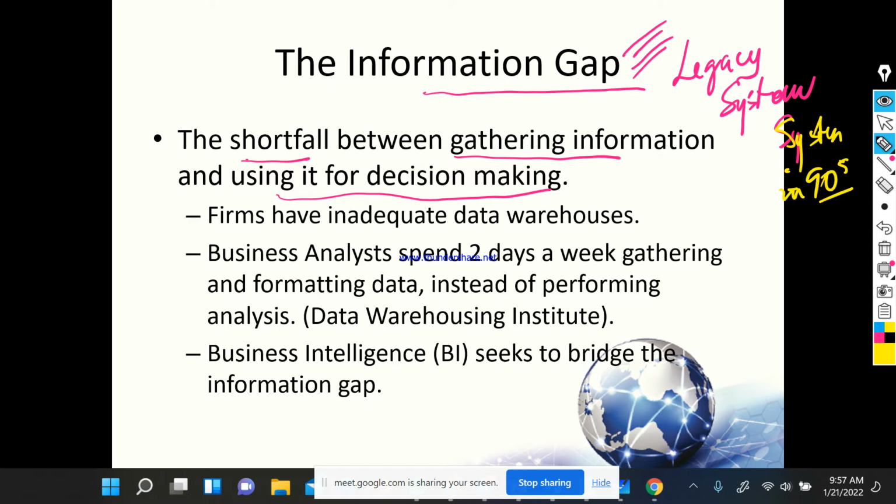Those systems have a lot of data. But if you want to apply business analytics, data analytics or business intelligence, you really won't be able to. Why? Because there is an information gap. You have a certain requirement in the decision-making process, but the data you have is not sufficient. A lot of historical data is getting outdated. Despite its data value, we cannot use it, because it is not what the time demands. The data are different. So firms have inadequate data warehouses.